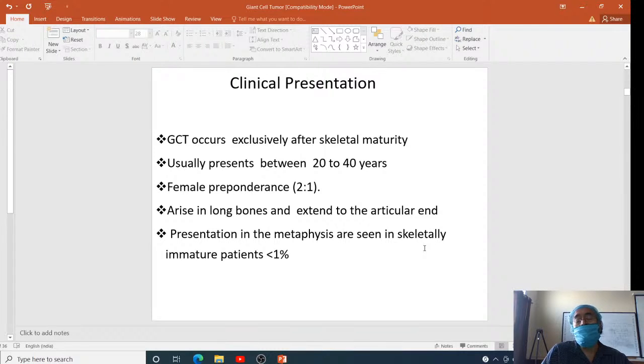Then it can be a metaphyseal swelling. Otherwise, most often it is epiphyseal. Epiphyseal, eccentric, expansile, encapsulated. And one more E I will tell you as the class goes on.